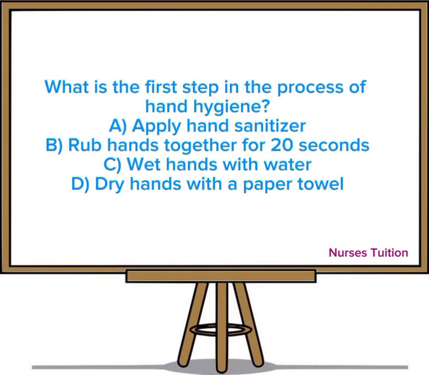What is the first step in the process of hand hygiene? A. Apply hand sanitizer. B. Rub hands together for 20 seconds. C. Wet hands with water. D. Dry hands with a paper towel.